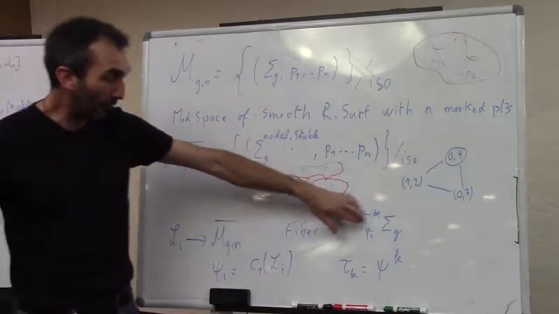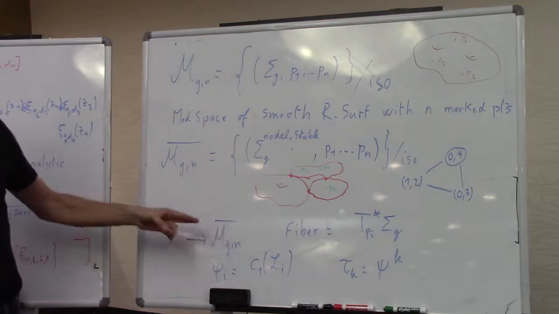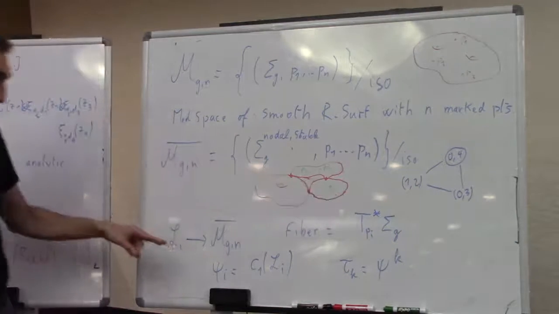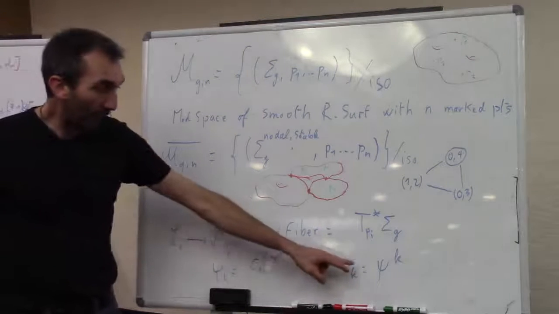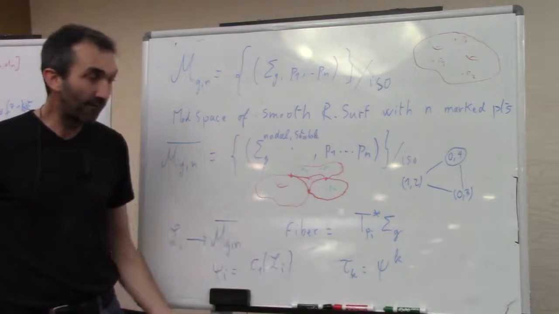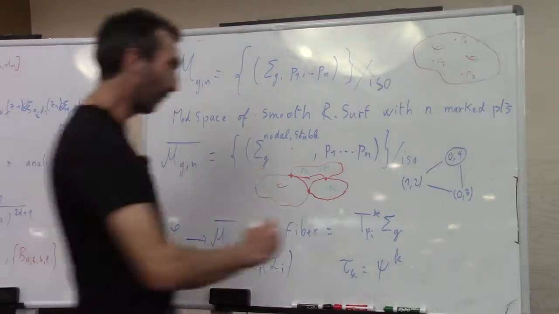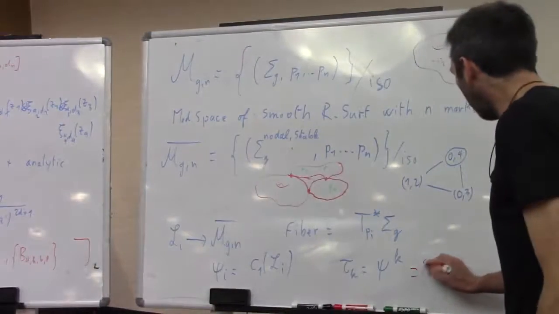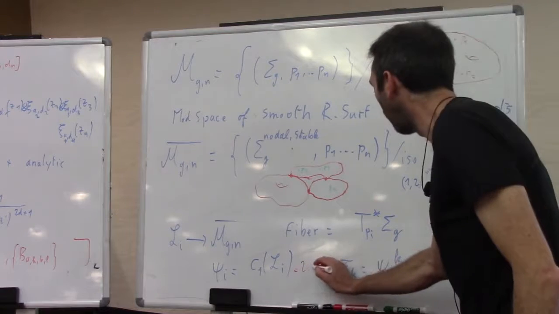So there is a cotangent space. It makes a line bundle over MGN bar, the cotangent space of the ith marked point, and you call psi i its first Chern class, and this is a 2 form. It's usual to denote psi i to the power k as tau k. This is Witten's notation, and then it is a 2k form. This one is a 2k form. This one is a 2 form.